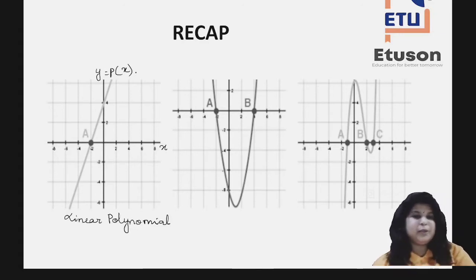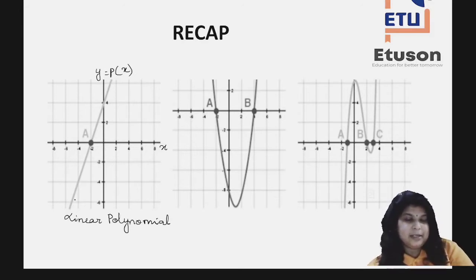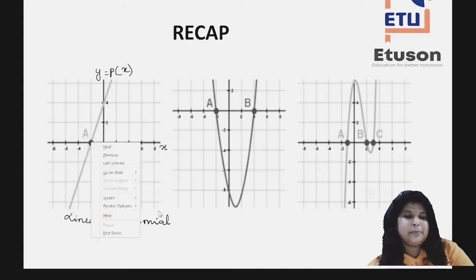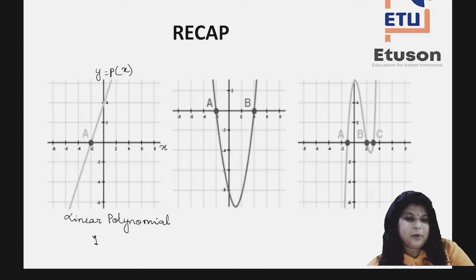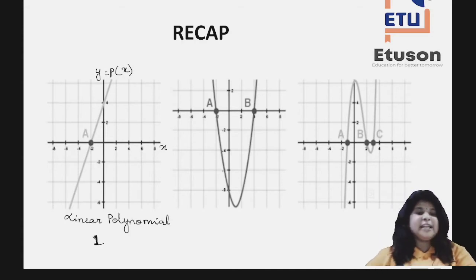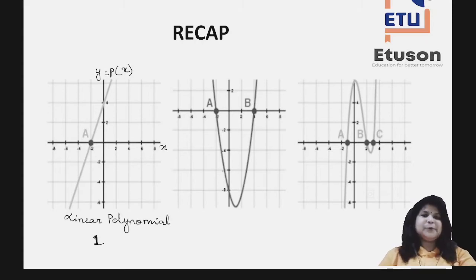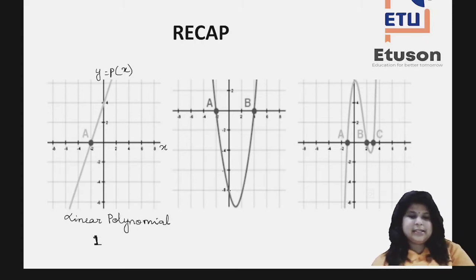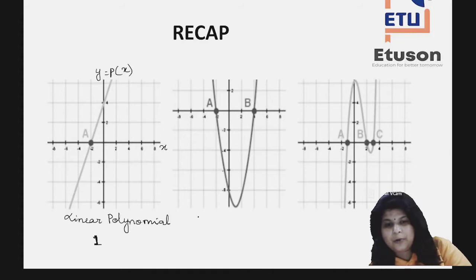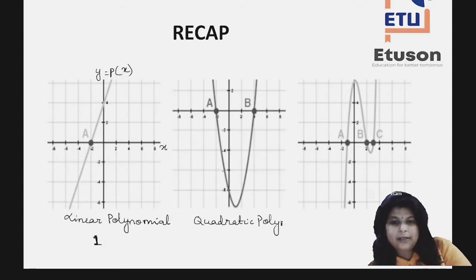For a linear equation in one variable, the solution of the equation is 1. How do you know from the graph? As the graph is intersecting the x-axis at a single point, you can tell that this polynomial has 1 zero. Let us go to the next graph. As you can see, the graph is similar to a parabola. So it is the graph of a quadratic polynomial.